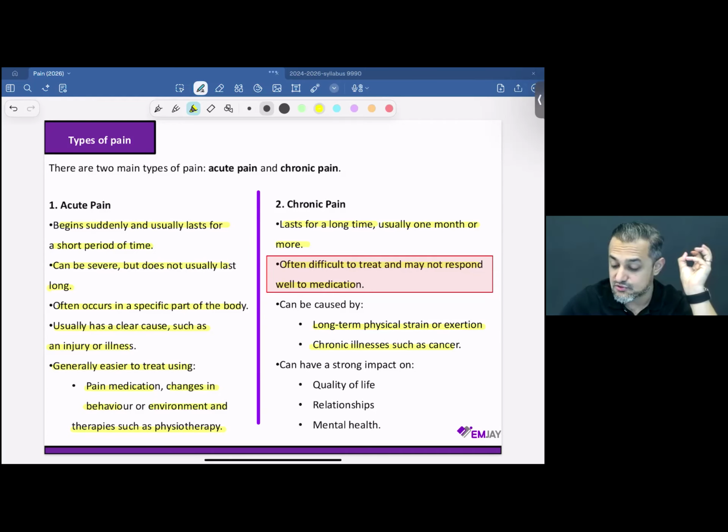This can have a strong impact on your quality of life, on the relationships you have, the mental health. Imagine someone experiencing constant fatigue, constant stress. This might turn into your overall quality of life being impacted in a very negative manner.